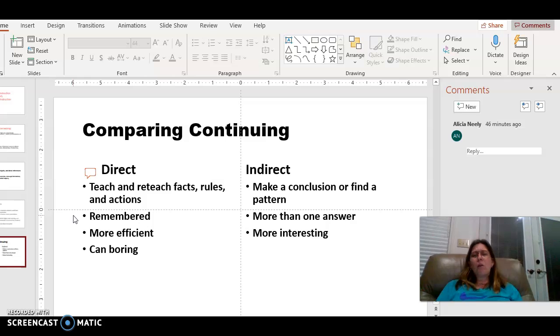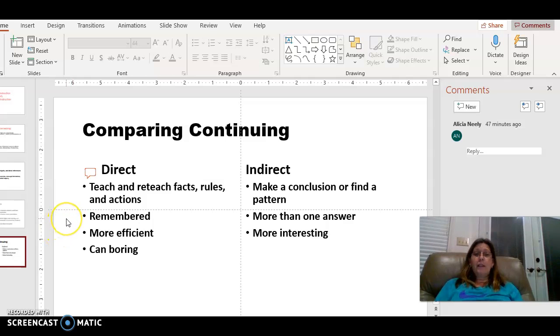The direct approach is more efficient. The indirect is probably more interesting to some of the students. A direct approach can be boring. It all just depends on the student.